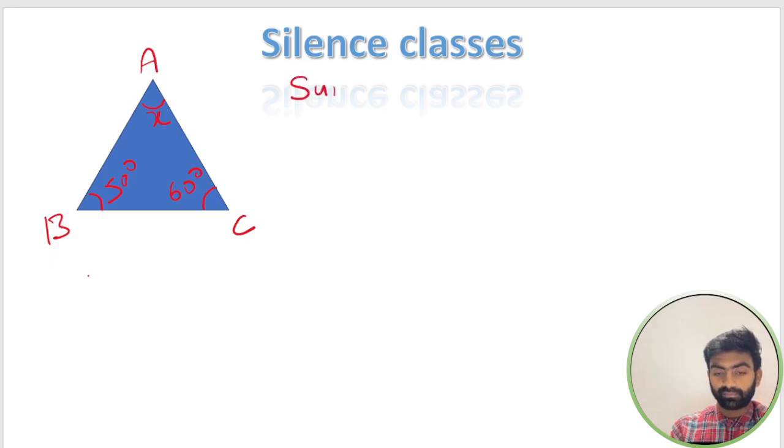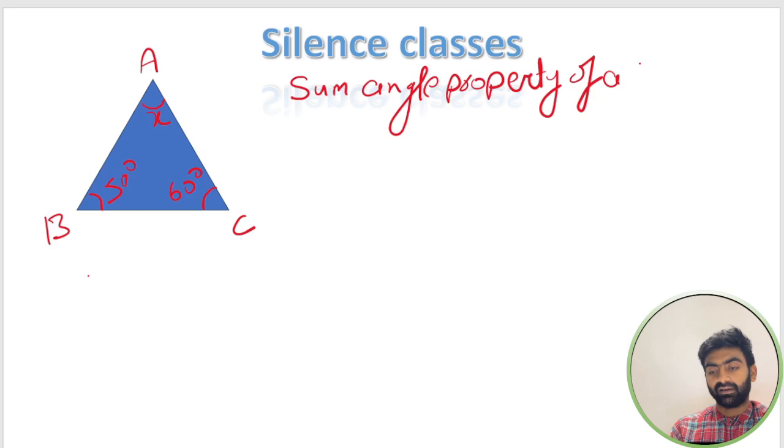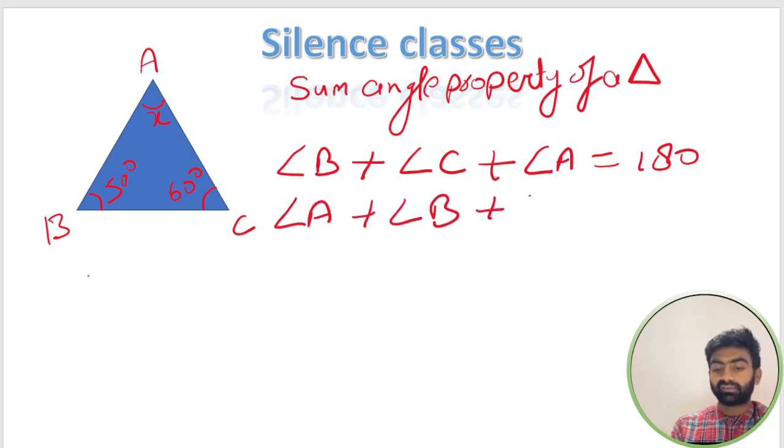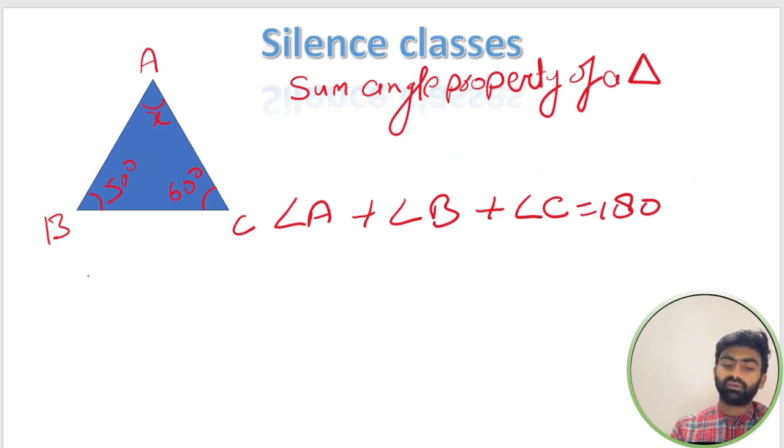Angle sum property of a triangle. I am drawing a triangle over here. You can write it down. Angle sum property of a triangle: angle B plus angle C plus angle A is equal to 180 degrees, or we can write angle A plus angle B plus angle C is equal to 180 degrees. Both ways we can write it down.